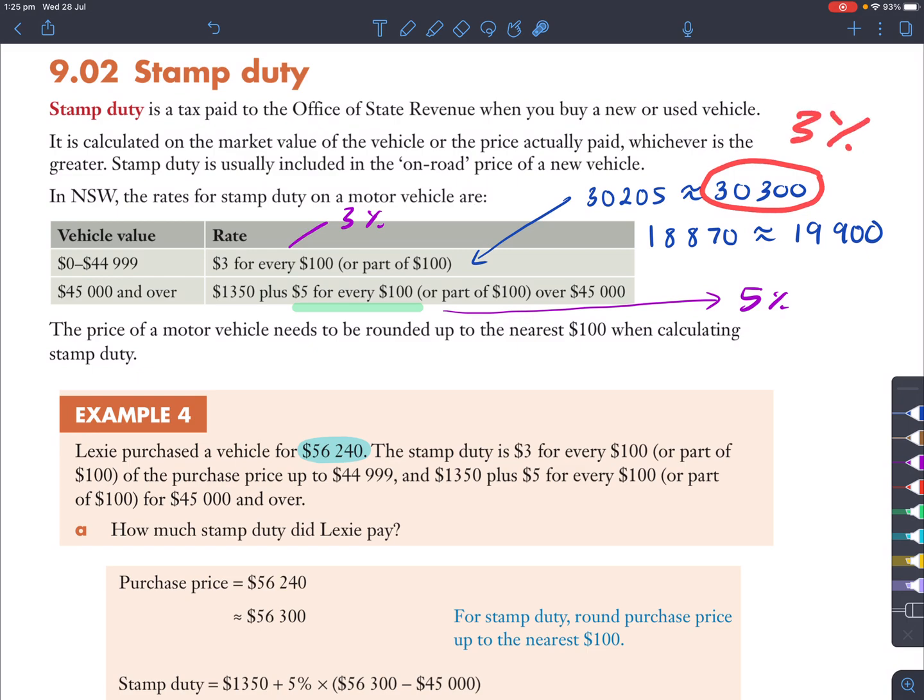Then 3% of this is taken off as tax. Similarly, if you had a car that is worth $18,870, the next 100 up from 800 will be 900. So 3% will be taken away from this as tax to the government. This works a bit differently for $45,000 and over. A fixed amount of $1,150 gets given to the government, plus another $5 for every $100, or part thereof, over $45,000. We're going to explore this in example 4.